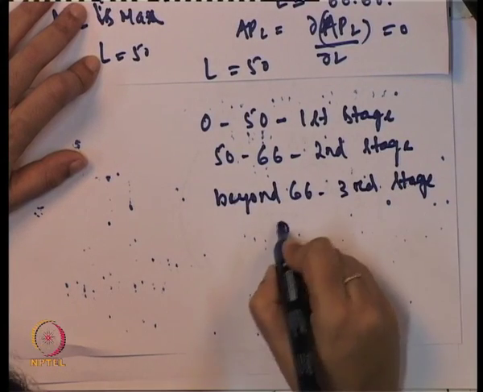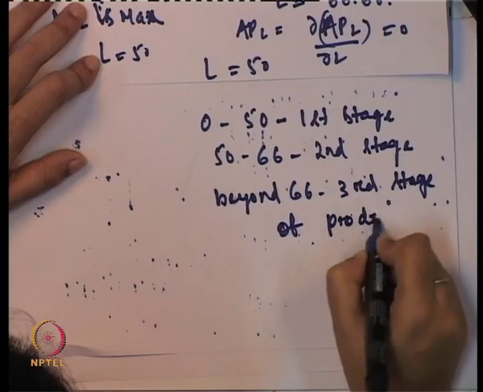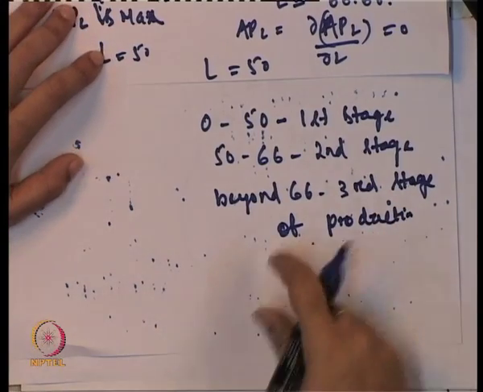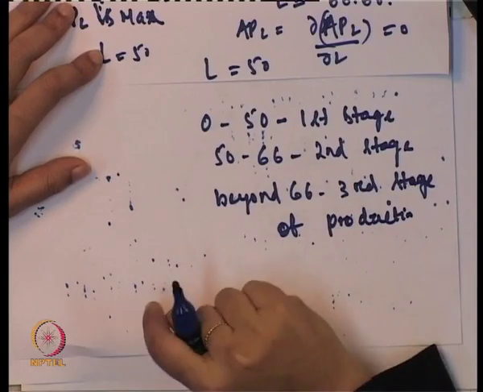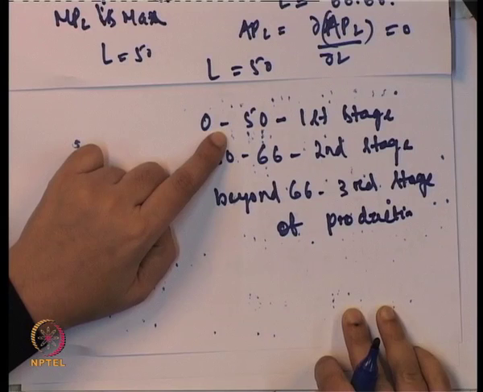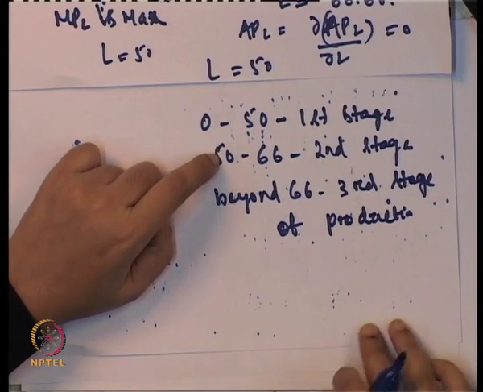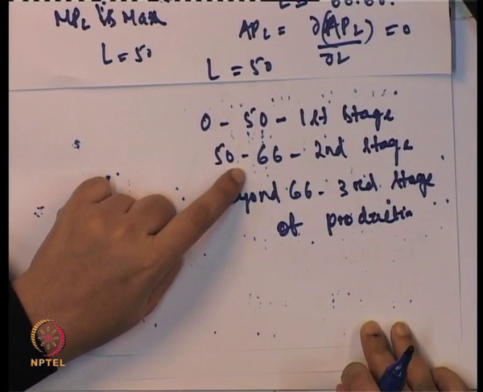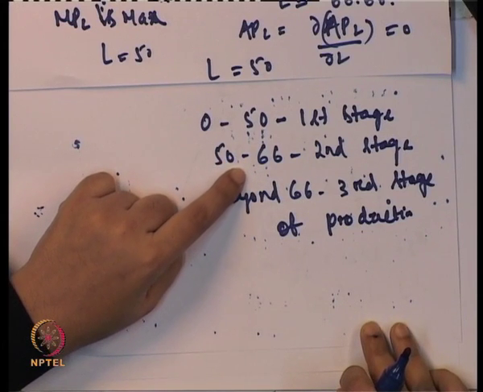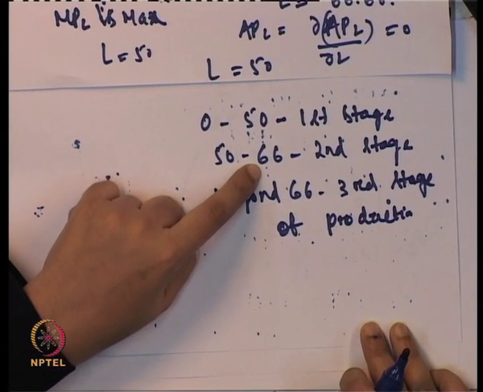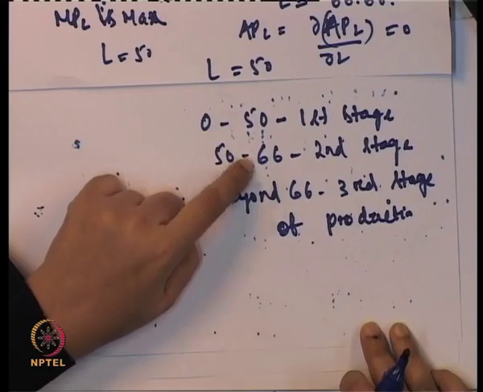And how have we identified the first stage, second stage and third stage? The first stage ends at the point where the marginal product is equal to the average product, and average product is maximum at that point. The second stage ends when the total product is maximum, or the marginal product is 0. So, that is achieved at 66 units of labor. Beyond 66, we have the third stage of production. So, depending upon the labor units, we can find out at which level the stages of production are decided, whether at the first stage, second stage or third stage.